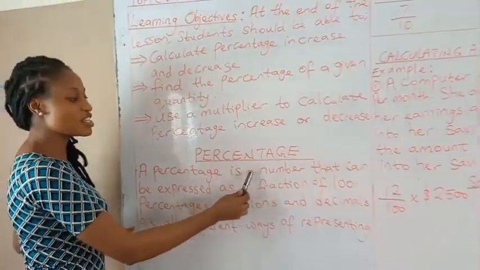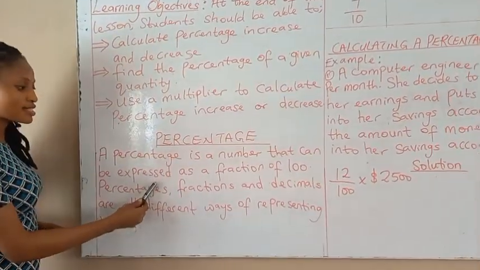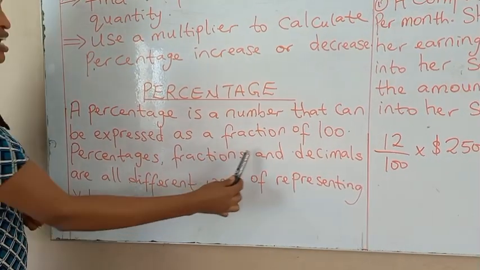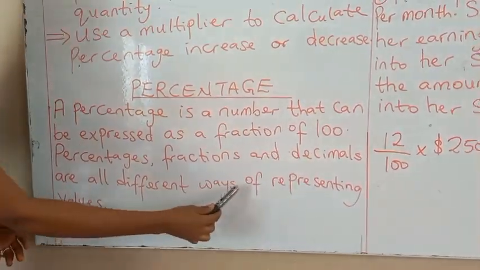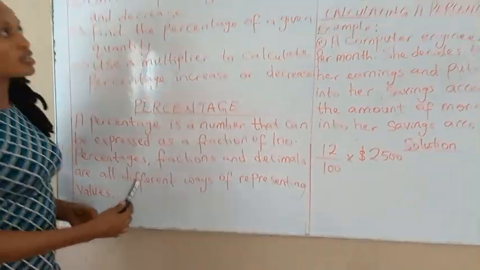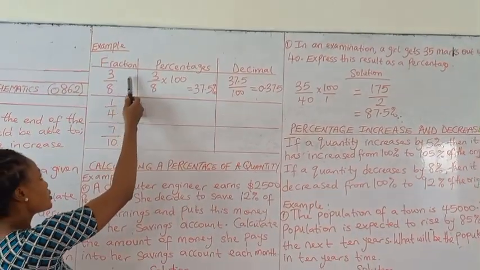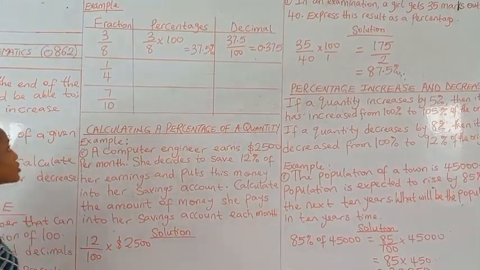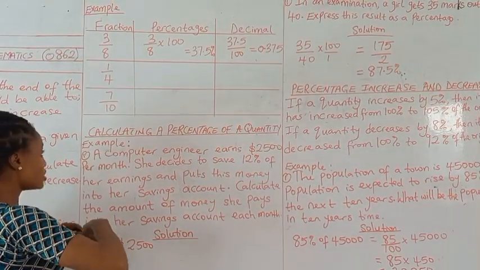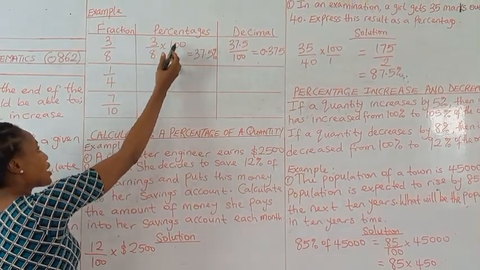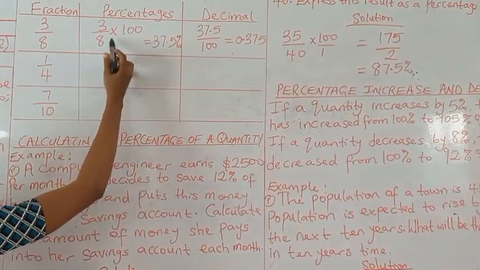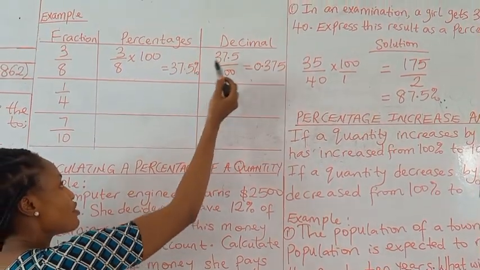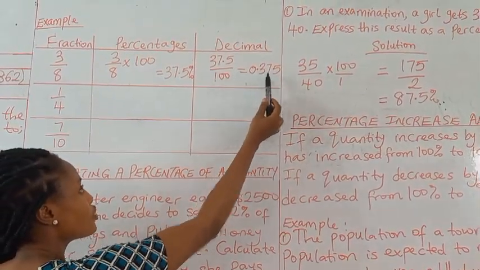Percentage. A percentage is a number that can be expressed as a fraction of 100. Percentages, fractions, and decimals are all different ways of representing values. Example, here is a table that shows fractions converted to percentages and also to decimals. 3/8. 3/8 multiplied by 100 will give us 37.5%. Then you convert this 37.5% to decimal, which is 0.375.